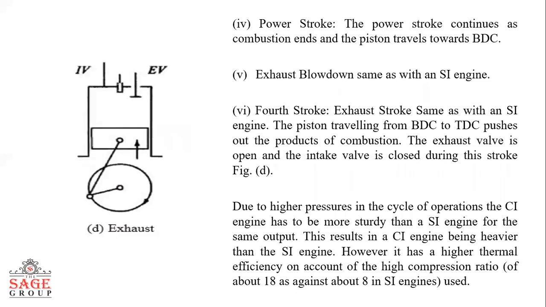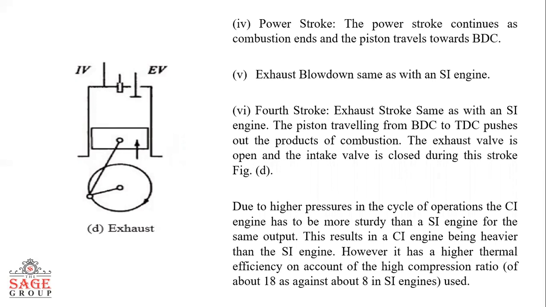Then the power stroke. The power stroke continues as the combustion ends and the piston travels towards BDC. Exhaust blowdown will be the same as in an SI engine. That is, at the end of the power stroke, the exhaust valve will open, and due to the pressure difference, the products of combustion will start leaving the engine cylinder.